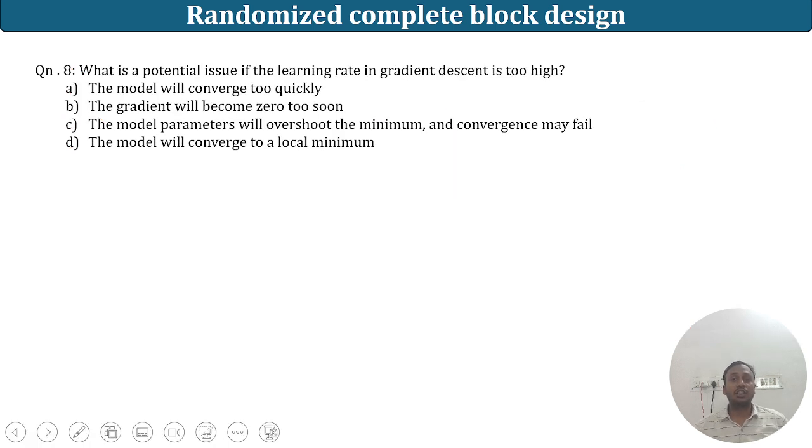What is the potential issue if the learning rate in gradient descent is too high? I think we have discussed this also. What is the potential issue? What are the challenges?